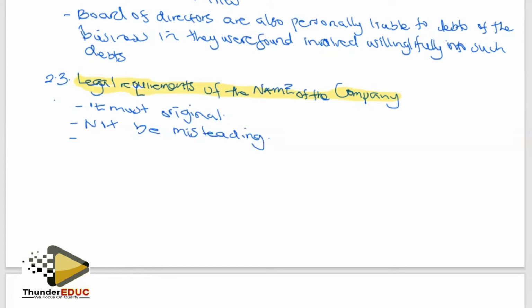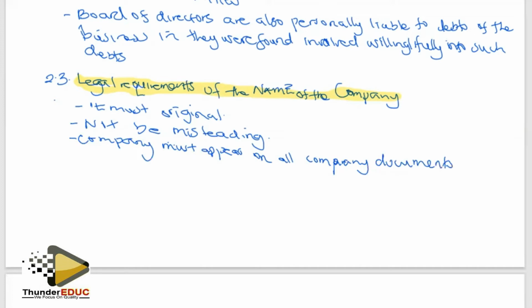Get that? The company name must appear on all company documents, like letterheads, on the contracts, on every document, the company name must be there.